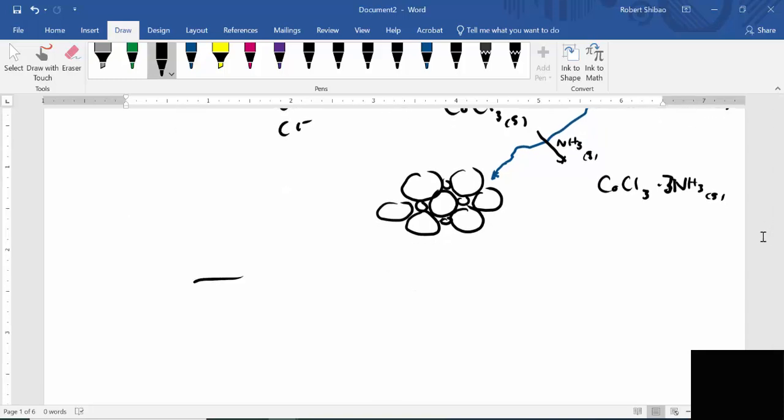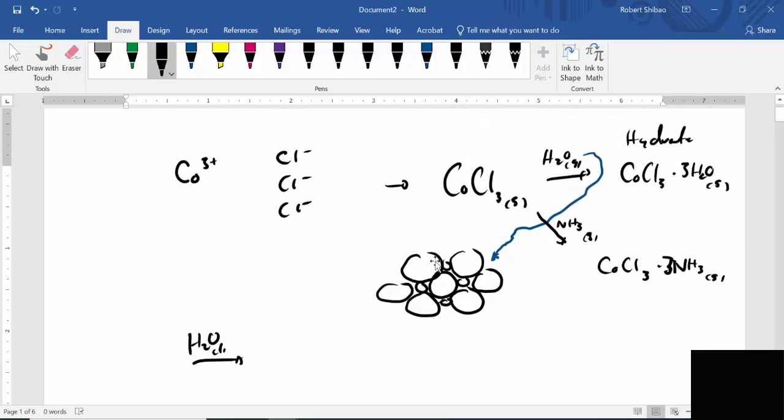So when we dissolve these in water, let's say now it's not H2O gas. I'm going to just dump this into H2O liquid. Now, soluble salts are strong, weak, or non-electrolytes. Strong electrolytes, so what do strong electrolytes do? They dissociate or break up into ions. So we're going to have cobalt-3 plus, 3 chlorides, plus 3 waters.